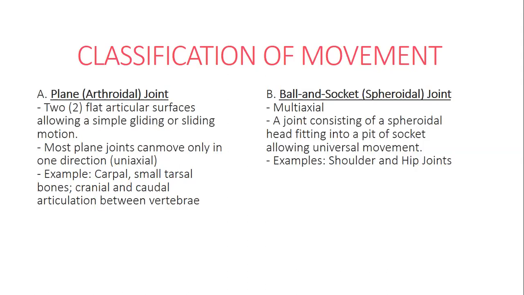When we go to your exams or when you go to your quiz, I will not accept common terms like plane, ball and socket, hinge. Use the medical terminologies. The second one is a spheroidal joint, or we call it the ball and socket. It is a joint consisting of a spheroidal head fitting into a pit or socket, allowing universal movement. An example of this is the shoulder and hip joint. So you know already about that.